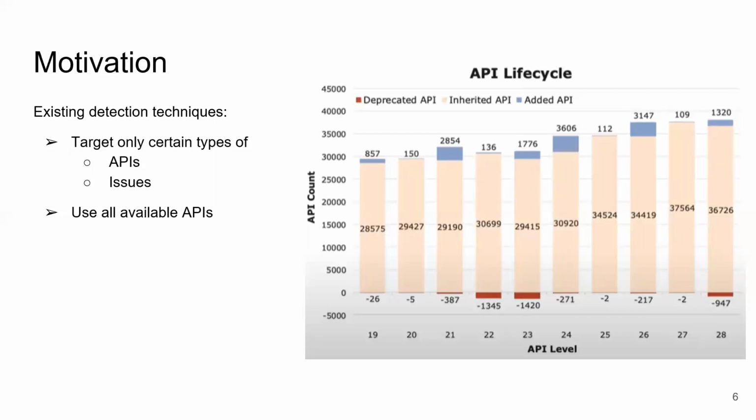Researchers have recently proposed several techniques for detecting API-related compatibility issues in Android apps, but existing detection techniques target only certain types of APIs or issues. For example, CID only works on API invocation compatibility issues. CIDR only works on API callback compatibility issues. Also, most of them use all available APIs in an API version to find compatibility issues. As we can see in the figure, the API differences are very few compared to all available APIs in any API version. This motivates us to use the API differences in detecting API compatibility issues.